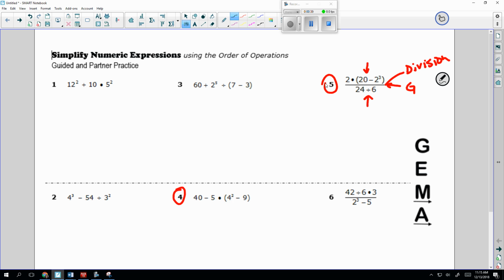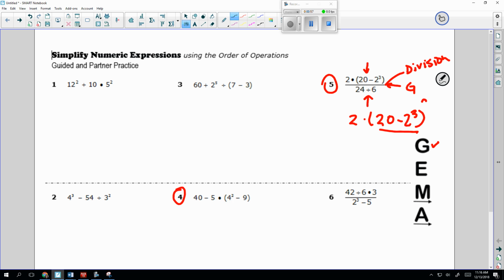So we can do the top first, and it says 2 times 20 minus 2 to the 3rd power. Now, based on my order of operations, I have to do groupings first, so that's here. Now, the tricky piece is that there's an exponent in here. So I've got to do that exponent before I can continue solving this.